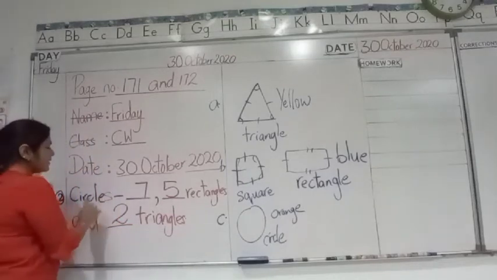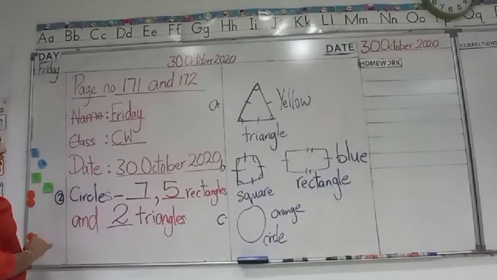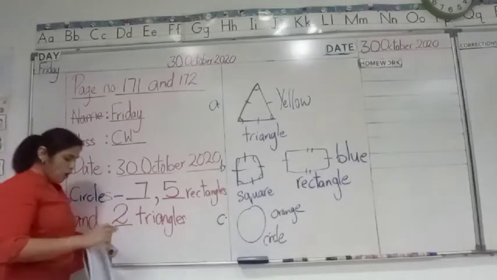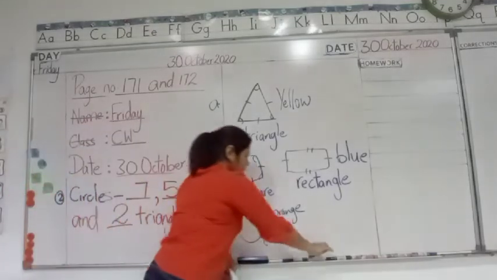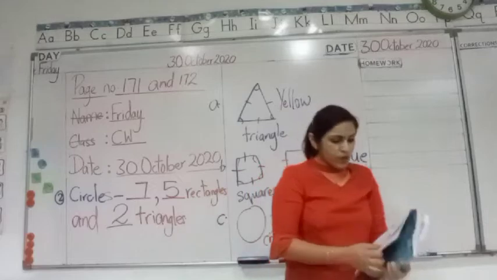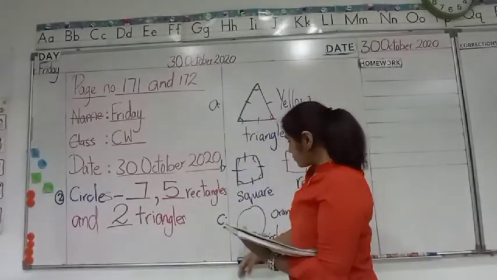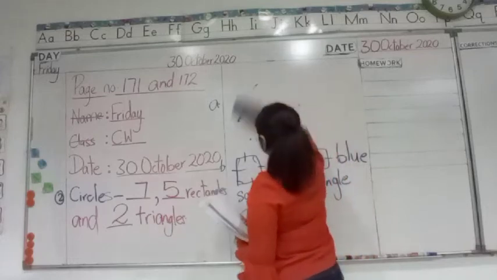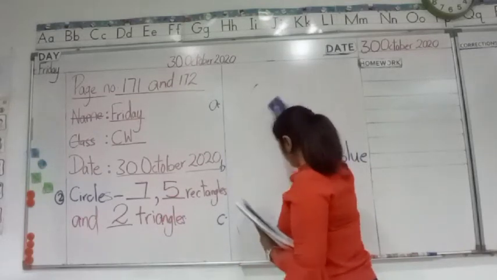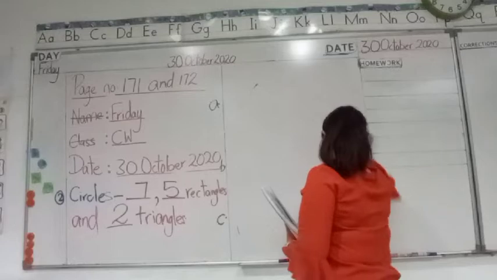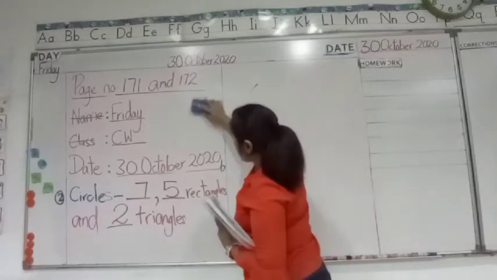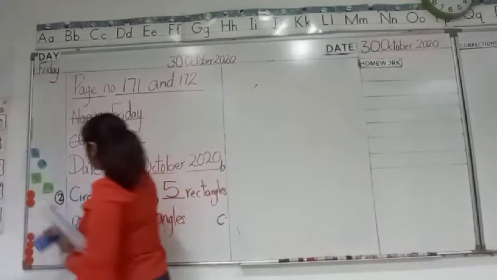There are 7 circles, 5 rectangles and 2 triangles. Quickly write down the number. Let's go to page number 172. Open up your page 172 as we are doing in class. Write down CW.